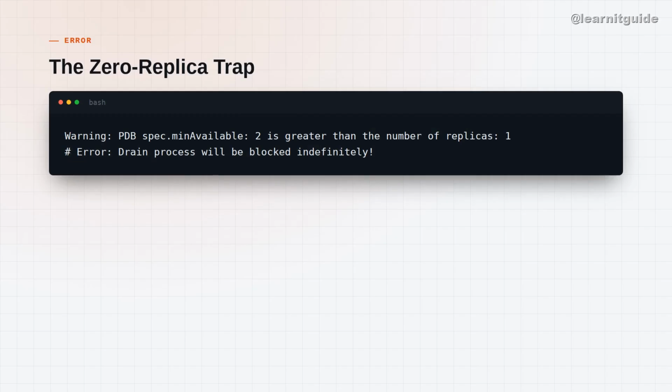A common mistake is the zero-replica trap. If you set your minAvailable to 2, but your deployment only has 1 replica running, the eviction will be blocked indefinitely. The drain process will hang because the budget can never be satisfied, effectively preventing node maintenance on that machine forever.